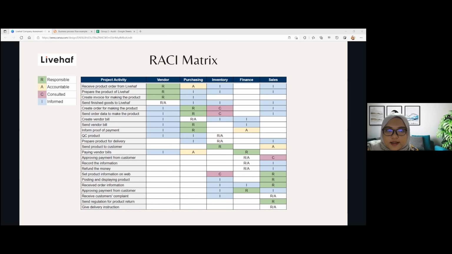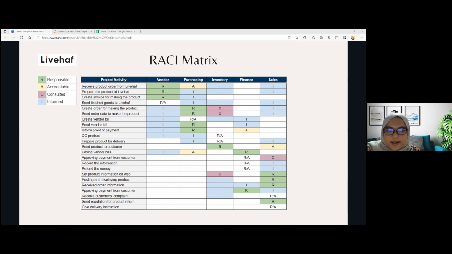Next is send order data to make the product. So in this activity Livehaf sends the order to the vendor, like what kind of product they need to produce, sending the design and the details of the products, and purchasing will be responsible. Consulted by inventory, the vendor and sales will be informed.